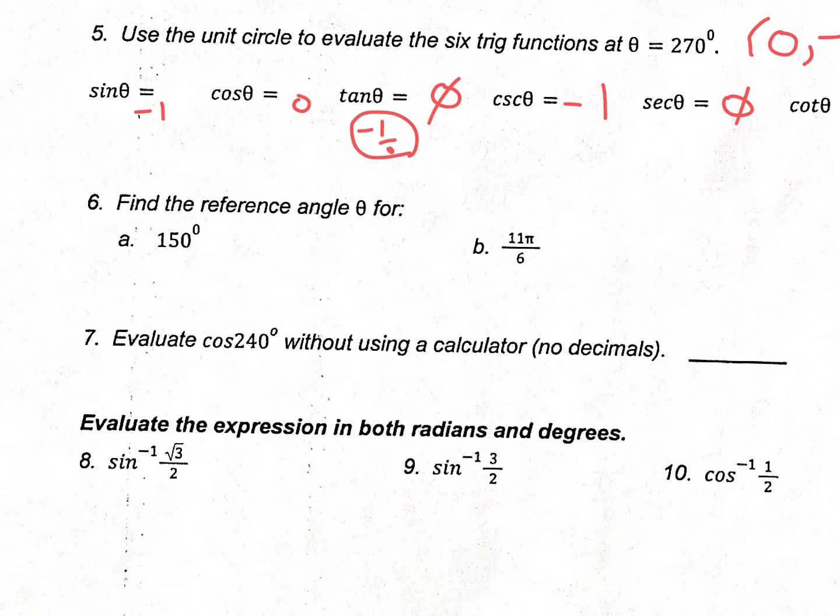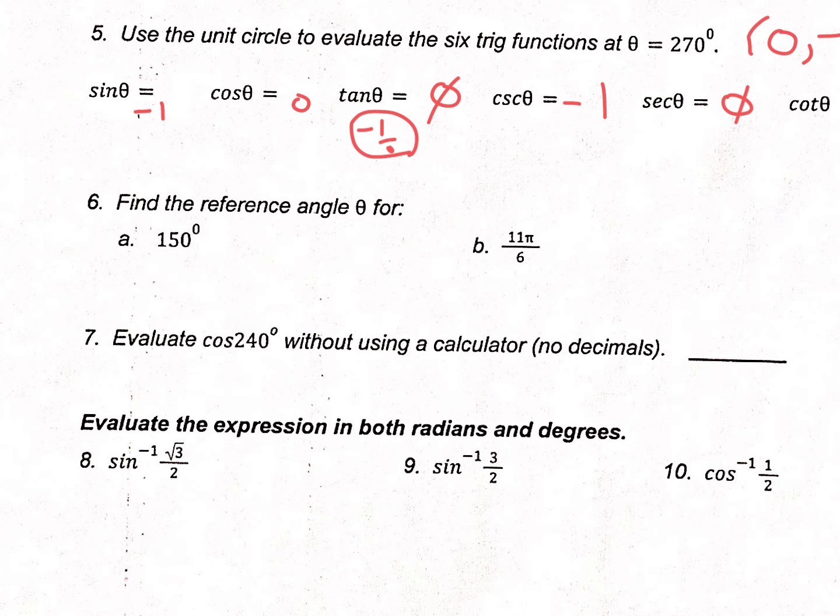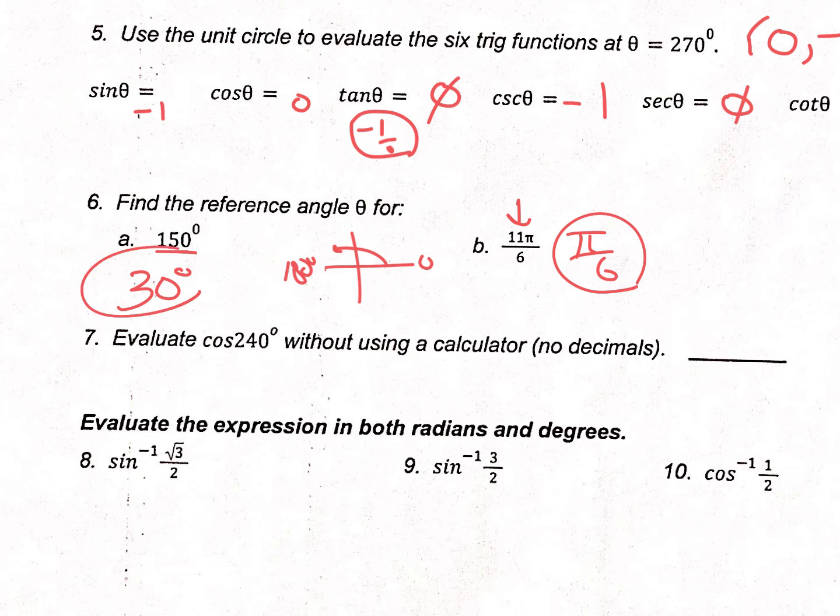Number 6, find the reference angle. The reference angle is how far away you are from the closest x-axis. Remember, your x-axis has 0 and 180. If I go to 150, that's getting close to 180. The question is how close? The answer is 30 degrees. So your reference angle is 30 degrees. When you have radians, remember we talked about if it's pi over 3, pi over 4, or pi over 6, you can just drop the top. So that reference angle is going to be pi over 6. All you can do is drop the top.